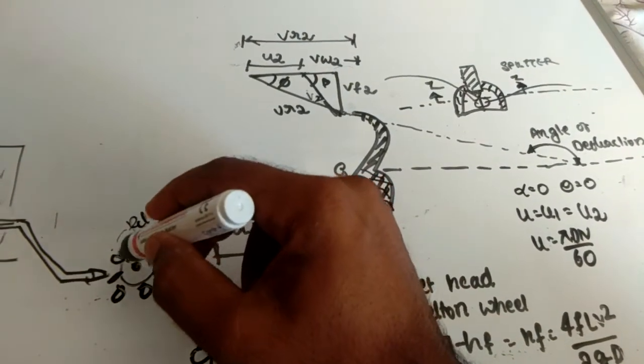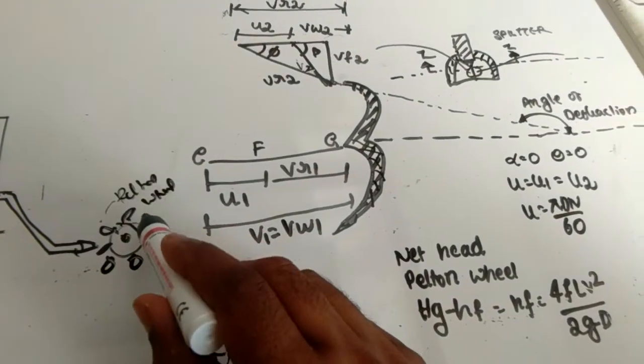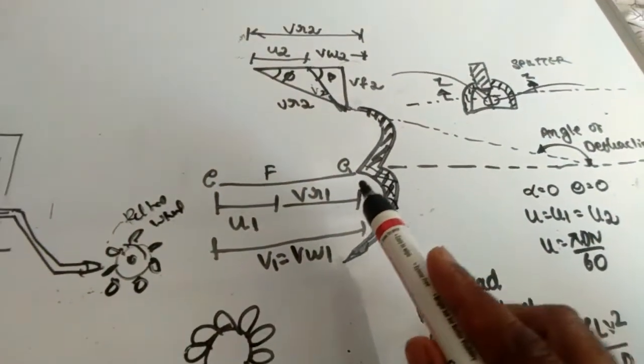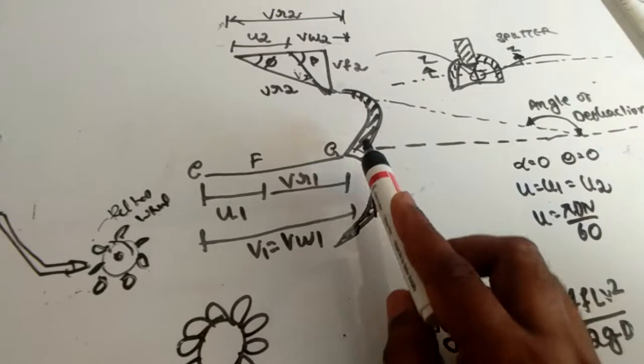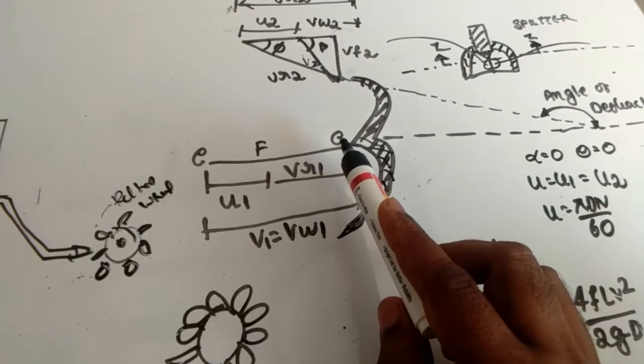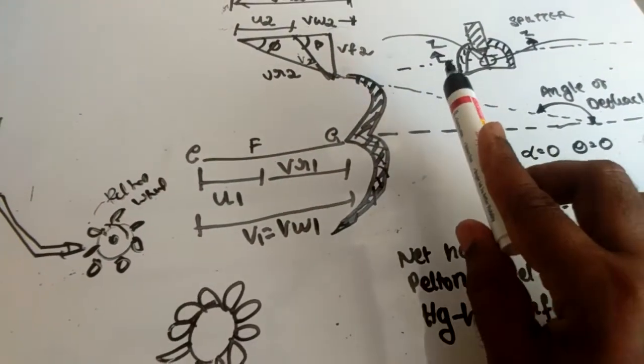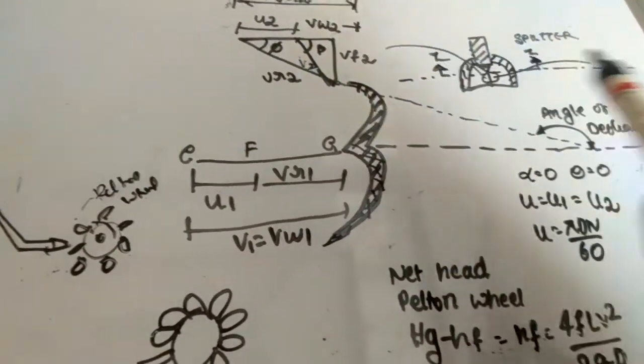In this Pelton wheel the number of buckets is more. Here, when the jet strikes the plate, the bucket is moving. So here we can see the relative velocity, because the bucket is moving. For that reason relative velocity is also created.